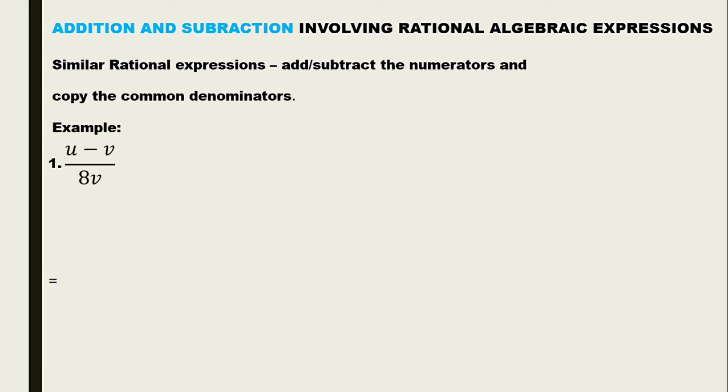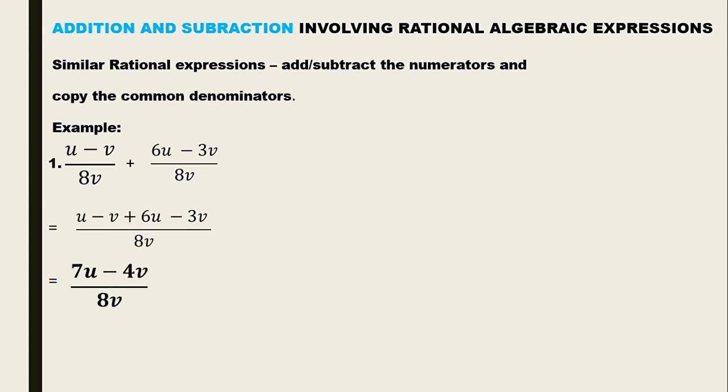u minus v over 8v plus 6u minus 3v over 8v. What you're going to do is put equals and put them together. So the answer will be 7u minus 4v over 8v. How did you get 7u? Do you remember 6u? Look at u and 6u.